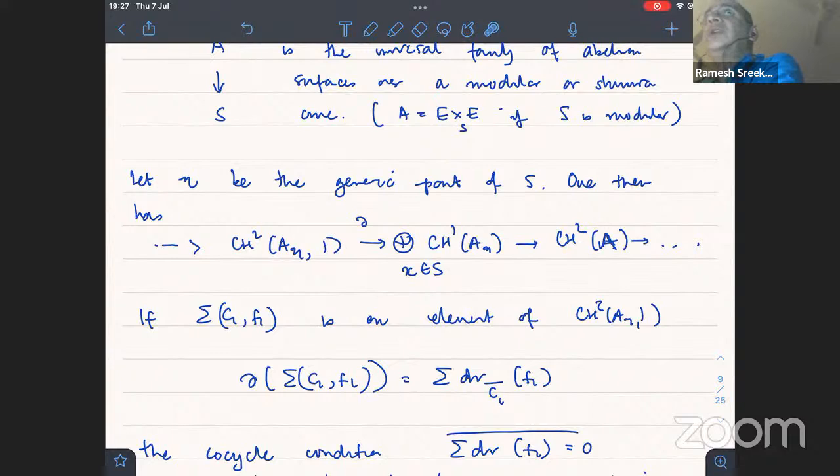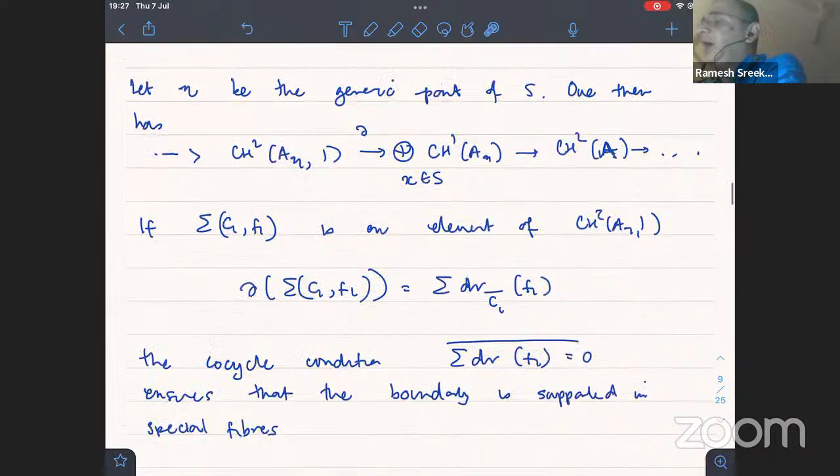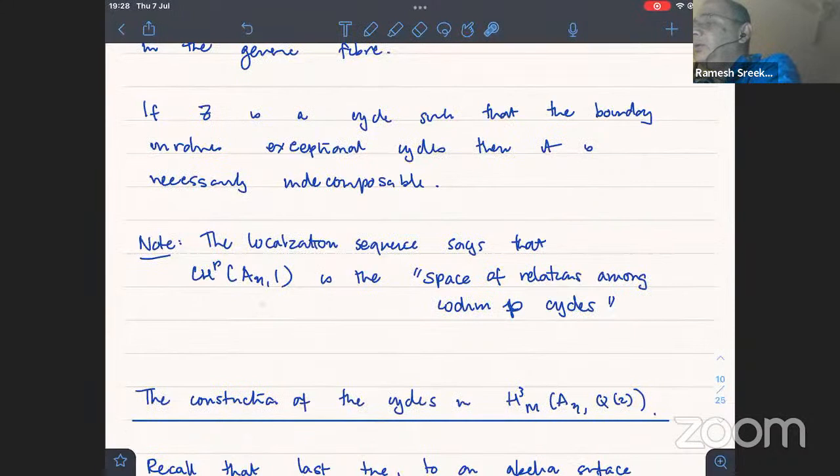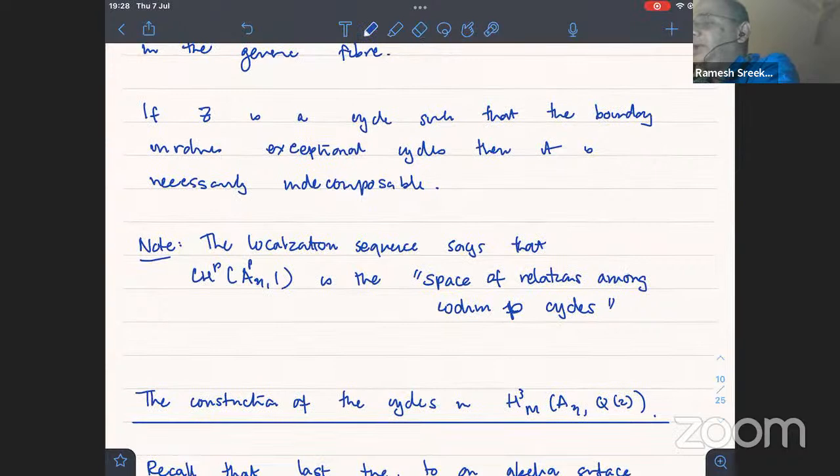In general, Chow p of A_eta, to some suitable power, I mean the right dimensions, is the space of relations among codimension p cycles. So Chow 1, p minus 1.